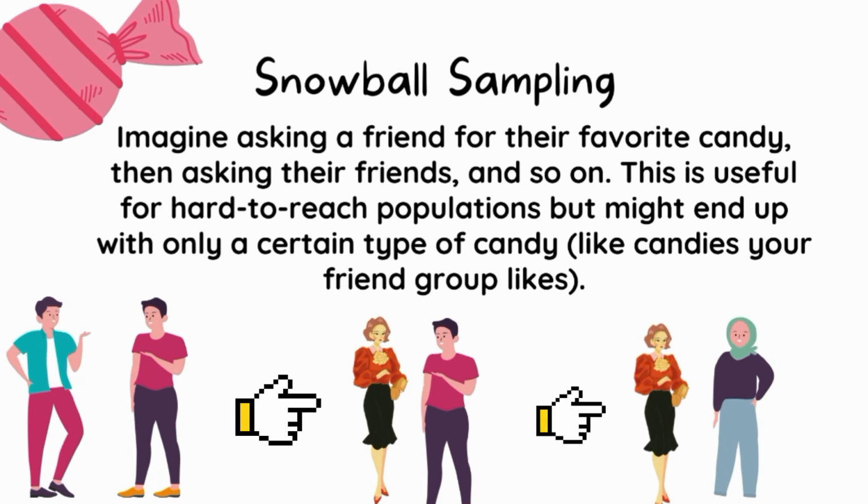This method is particularly useful when studying populations that are difficult to reach or have low visibility, such as marginalized or hidden communities. Snowball sampling can introduce bias, of course, because the initial participants may share similar characteristics or networks, leading to a lack of diversity in the sample. So researchers should interpret the findings of snowball sampling with caution and consider its limitations when drawing conclusions.